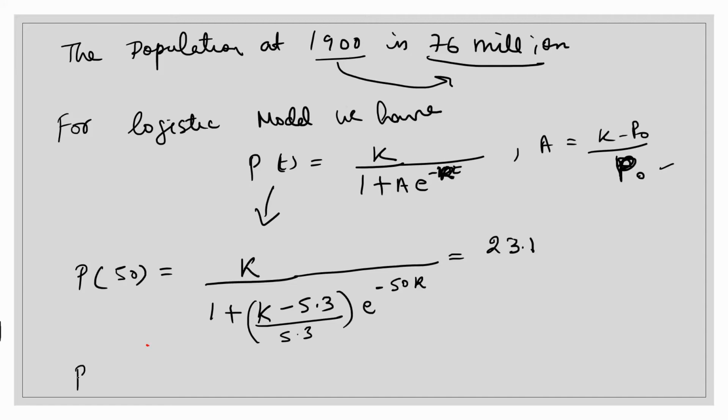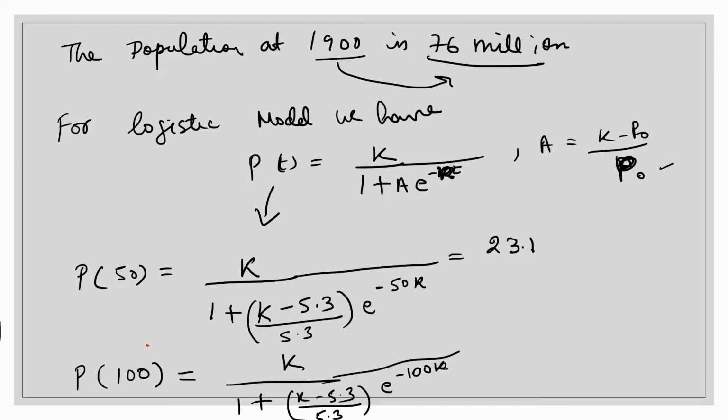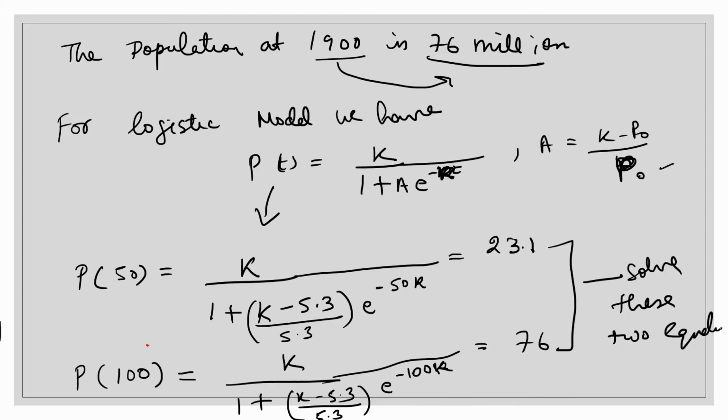Now if I write the population at 1900, that means that is 100 years from the reference point, that is 1800. So here also I will write into e to the power minus 100k. Small k is the growth rate over here, and this is given to be 76 million. Now what we can do, we can solve these two equations and find out the value of this capital K and the small k. Right?